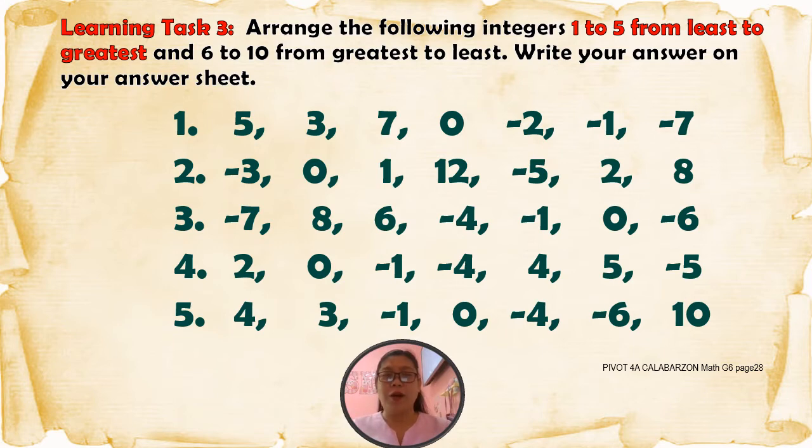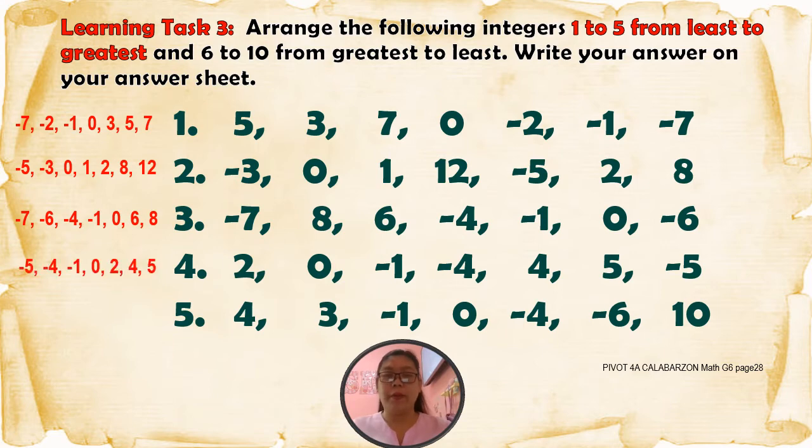The answers are, for number 1: negative 7, negative 2, negative 1, 0, 3, 5, 7. Number 2: negative 5, negative 3, 0, 1, 2, 8, 12. For number 3: negative 7, negative 6, negative 4, negative 1, 0, 6, 8.